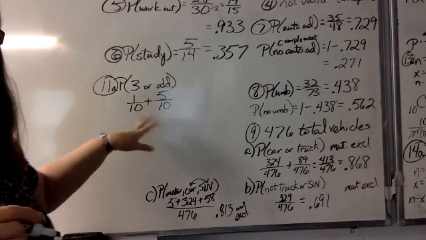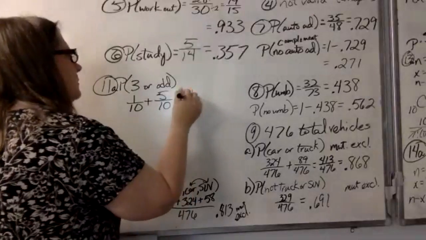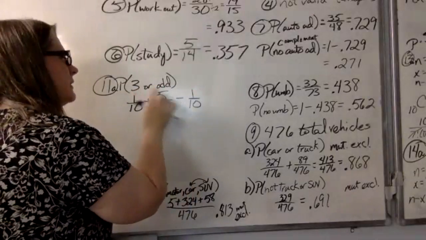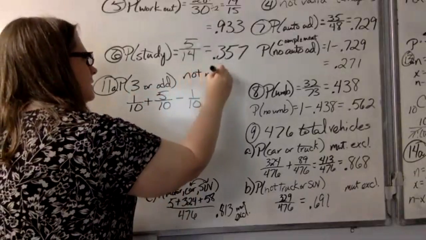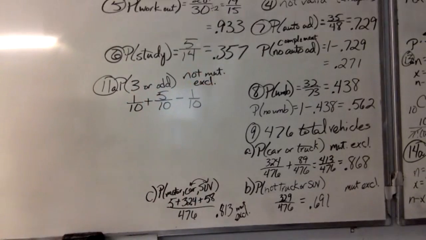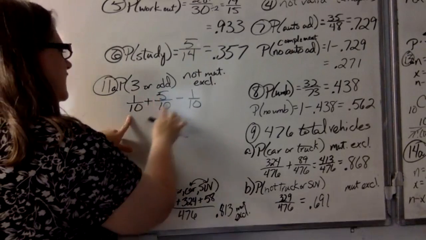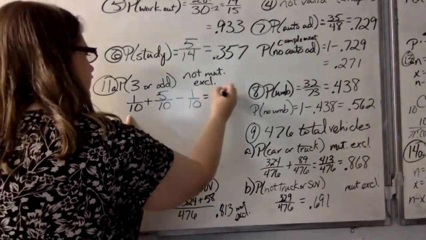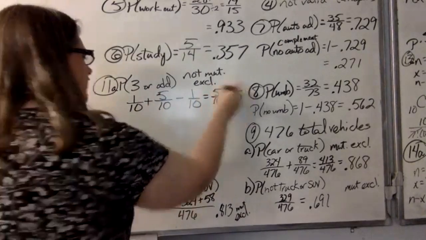Yes. So this is one where we have to subtract back off because it can be both of these at the same time. So it is not mutually exclusive because it can be both of them at the same time. So if you look closely at this, 1/10 plus 5/10 minus 1/10 is going to leave you with 5/10, which is just going to be 0.5.